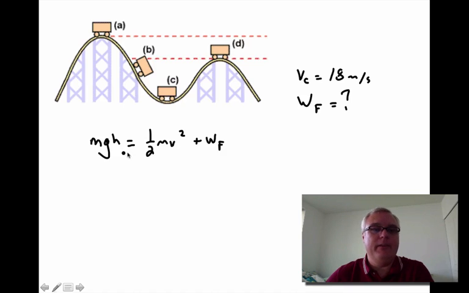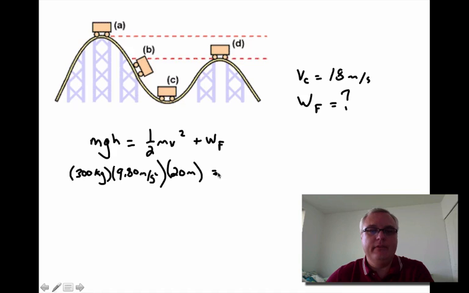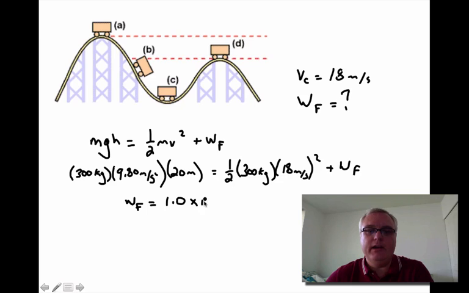Notice now I need to have the mass. The 300 kilograms is important because the more massive the train is, the more work that will be done by friction. So I put in mgh, it's 20 meters at the first hill. And we've used our radar gun to determine that the 300 kilogram train is traveling at 18 meters per second. And we can now calculate how much work was done by friction. And again, our calculator does all the hard work, and we find out that it's done about 10,000 joules of work.